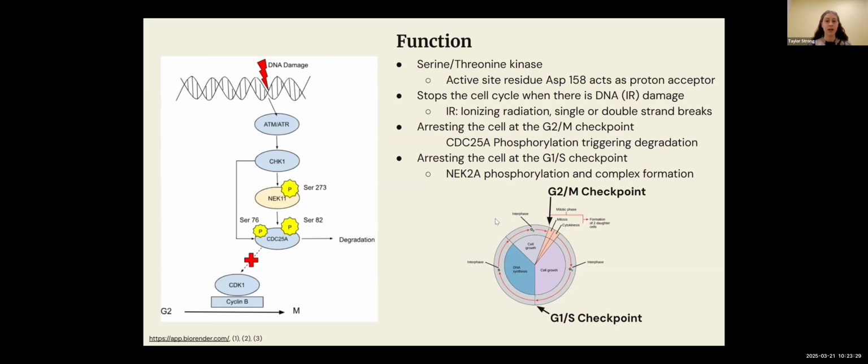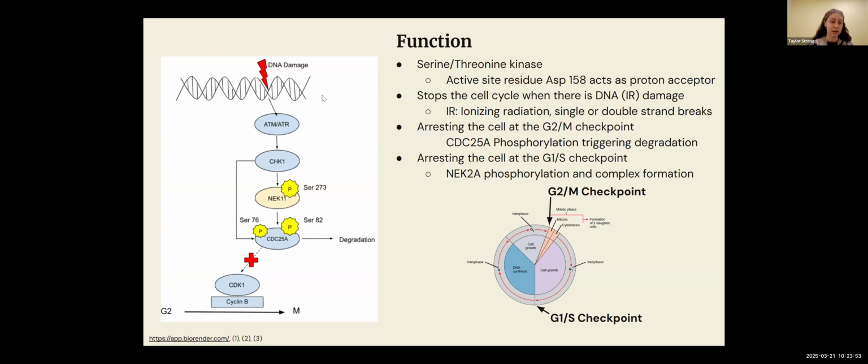NEK11 is a serine threonine kinase with its active site residue at aspartate 158, which is highlighted on another slide. It is involved in regulating the cell cycle when there is DNA damage, specifically ionizing radiation damage to DNA. And it will stop the cell cycle at either the G2 mitosis checkpoint or at the G1/S checkpoint.